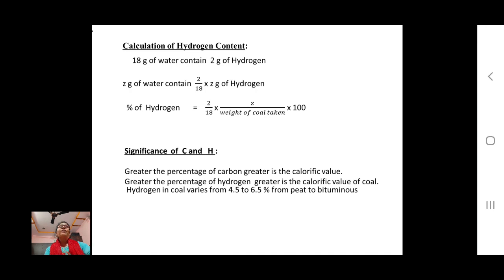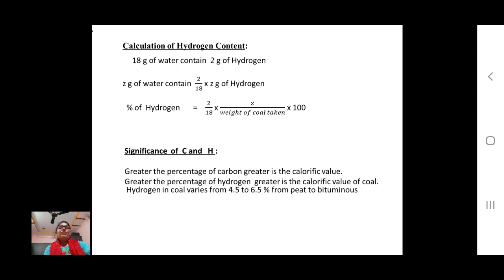Now come to the significance of carbon and hydrogen. The greater the percentage of carbon, the greater the calorific value. We have studied this in proximate analysis also. The greater the percentage of hydrogen, the greater the calorific value of coal, because hydrogen itself is a good combustible gas.